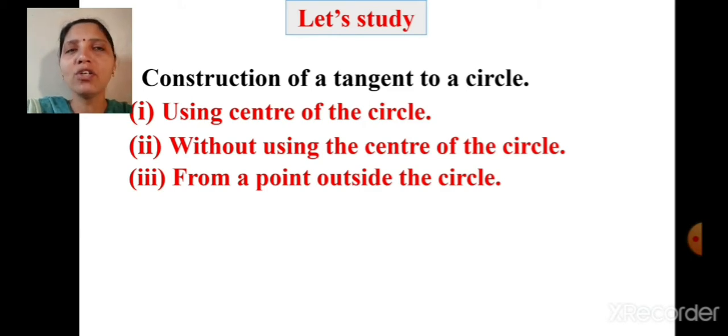Now while doing the construction of a tangent, there are three conditions or three cases. In the first case, we can draw or construct a tangent to a circle using the center of the circle. In the second case, without using the center of the circle, we have to construct the tangent to a circle. And the third case is we have to construct a tangent from a point outside the circle. So these are the three conditions.